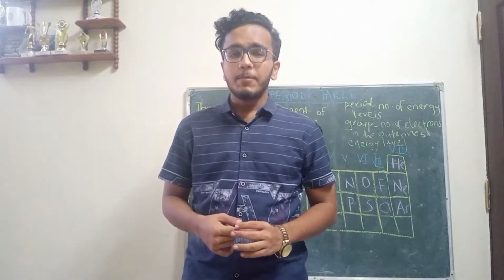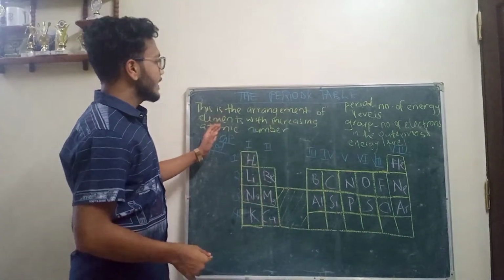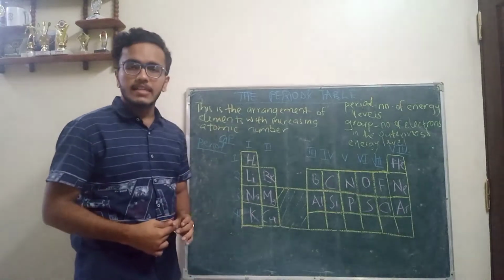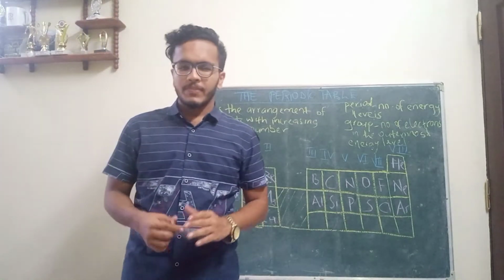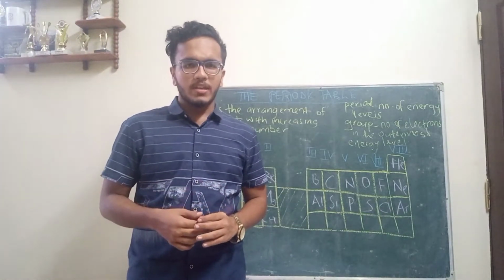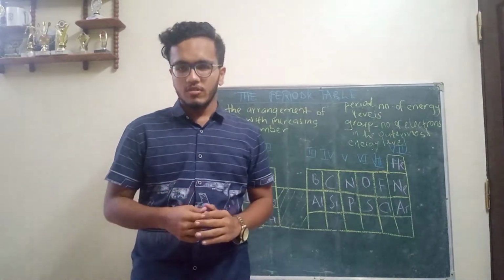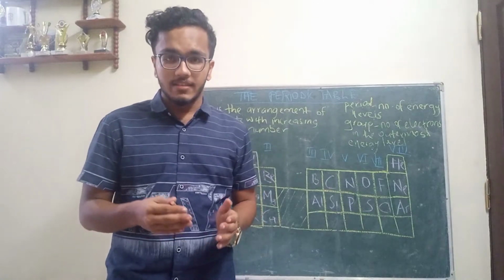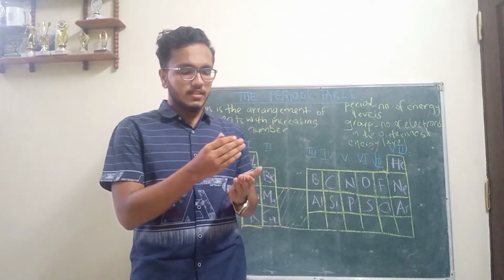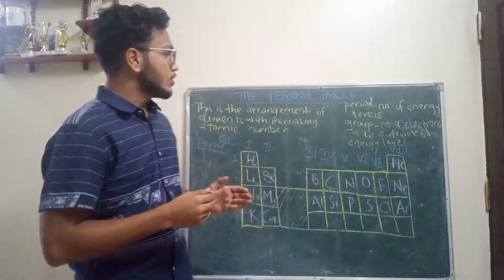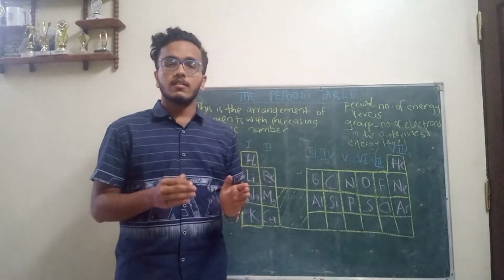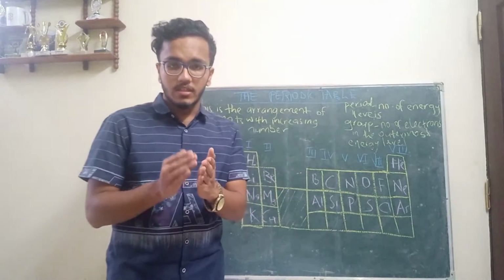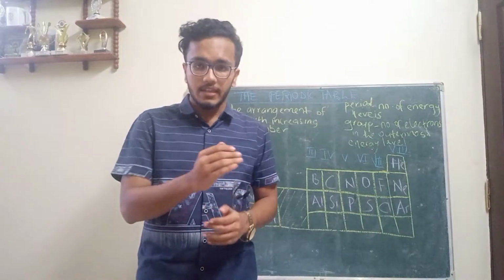What is the periodic table? The periodic table is the arrangement of elements with increasing atomic number. As we saw, what is atomic number? Atomic number is the number of protons in the nucleus of an atom. Now, the proton is what defines the number of the element in the first 20 elements. So the periodic table will show us the representation, the location of the element in the table.